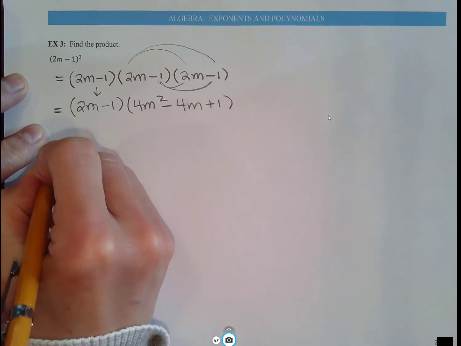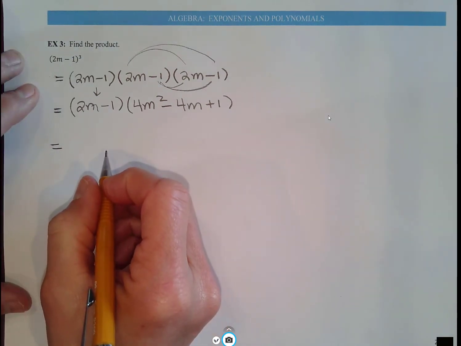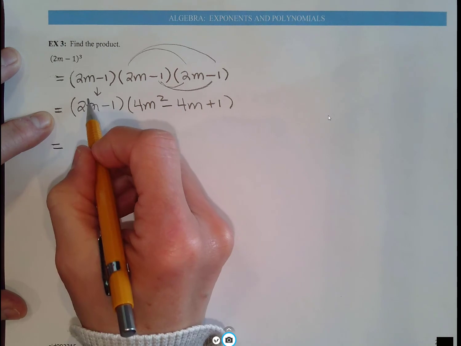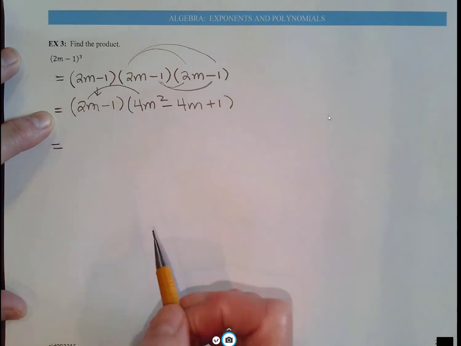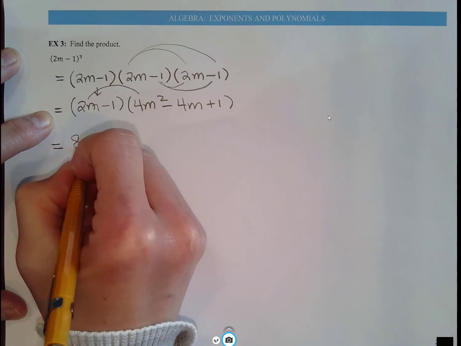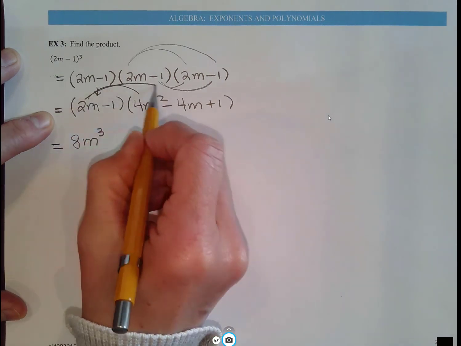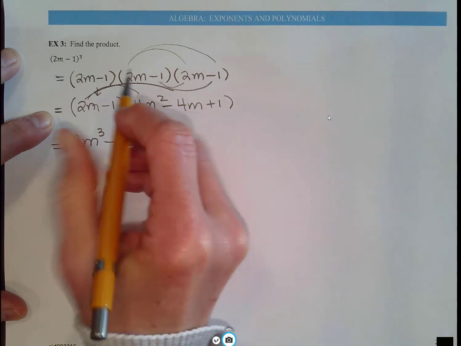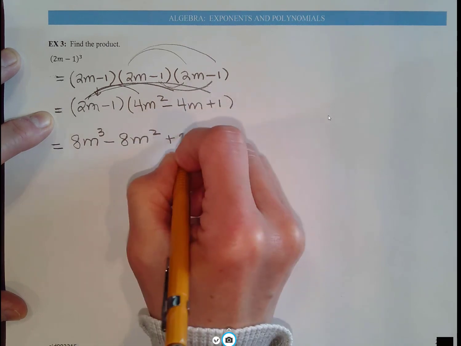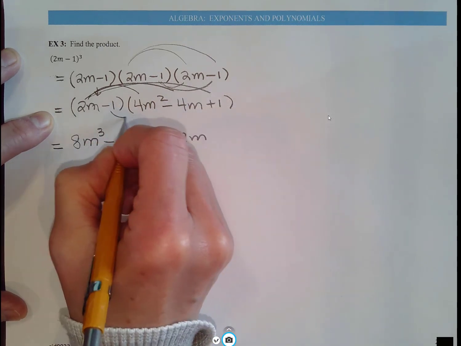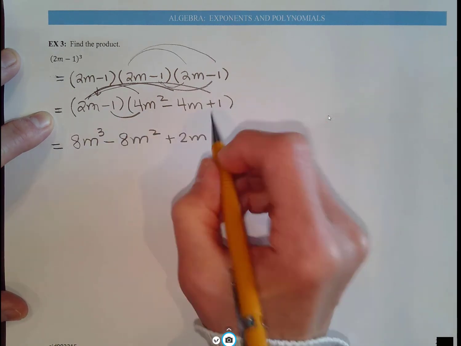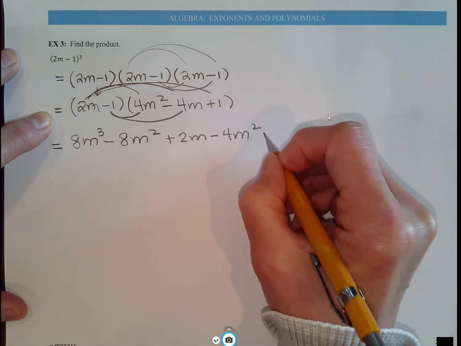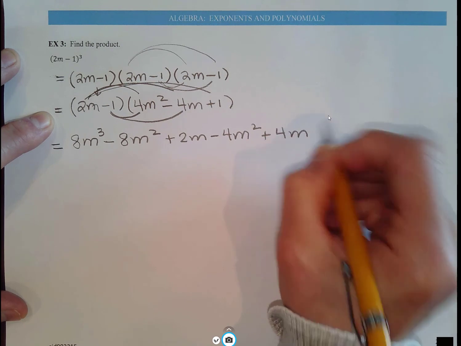Now there's not really a great way to go about this next step other than just using your distributive property. Okay, I think that's the best choice for us at this point. So let's distribute 2m. 2m times 4m squared is 8m to the third. 2m times negative 4m is a negative 8m squared. 2m times 1 is 2m. Next, distribute the minus 1. Okay, minus 1 times 4m squared is minus 4m squared. Next, we've got a term called plus 4m.